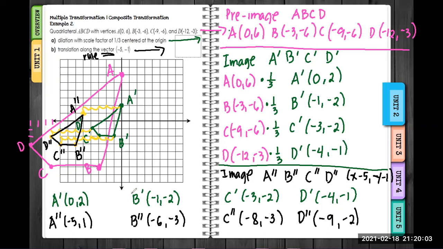Perfect. Okay, let's see if it is correct. Negative 5, 1. If this is the point of origin, 1, 2, 3, 4, 5, 1, it is correct. Next, negative 6, 1, 2, 3, 4, 5, 6. Negative 3, 1, 2, 3. Yep, B prime is correct.